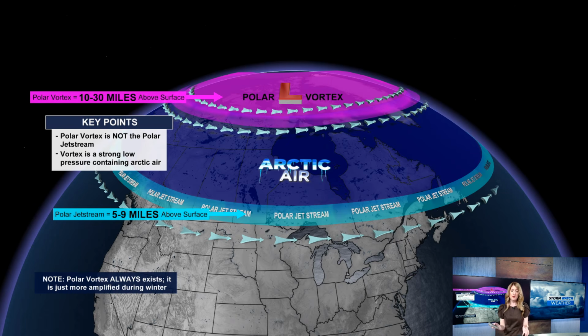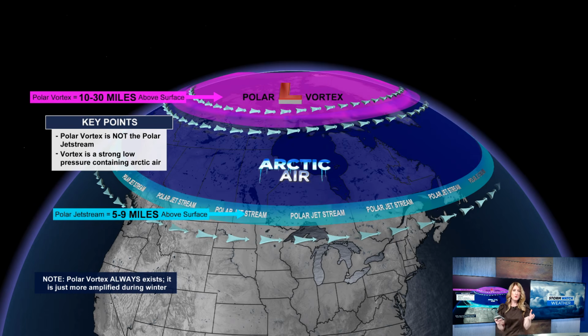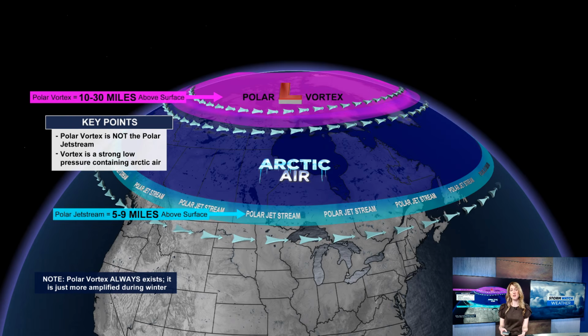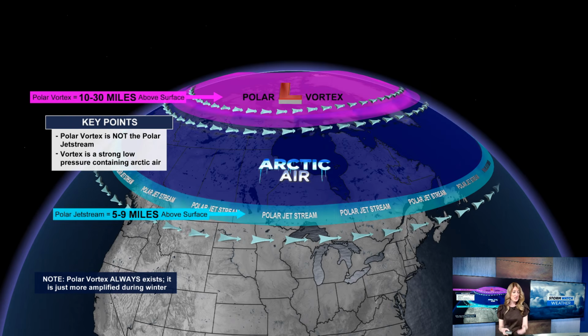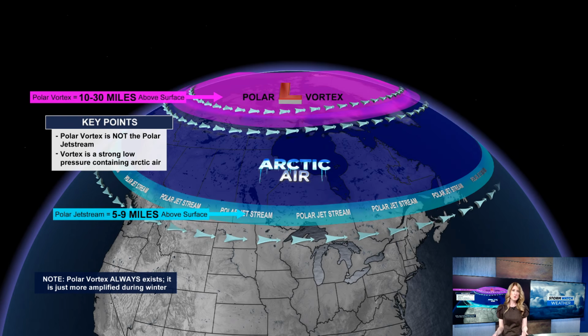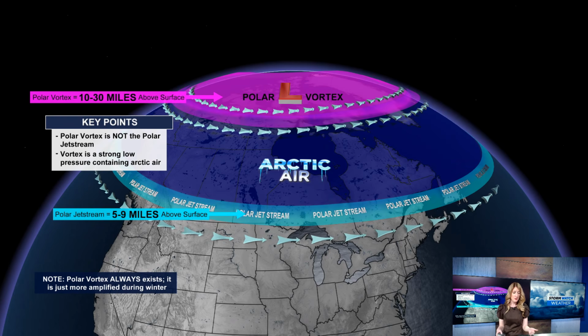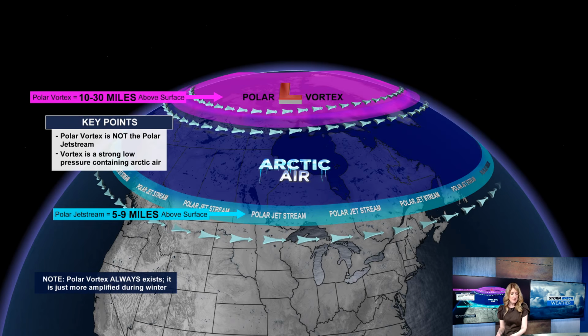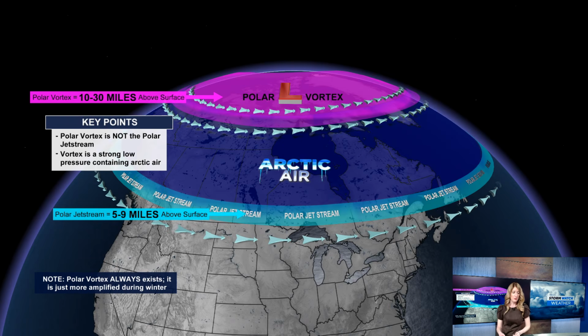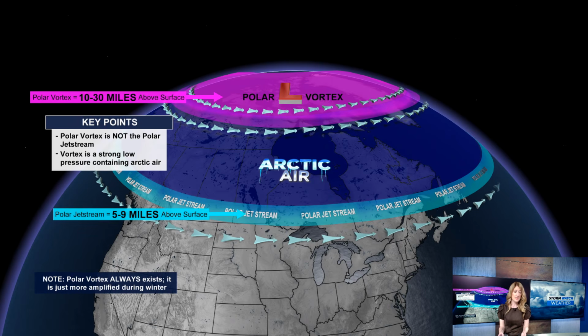So this is kind of what it looks like. So you have this low over the poles, and that's the polar vortex, and the polar vortex is actually located anywhere between 10 to 30 miles above the surface. This is not to be confused with the polar jet stream. That's located anywhere between 5 to 9 miles above the surface. So you have the polar vortex, and then you have the polar jet stream, and you have Arctic air.